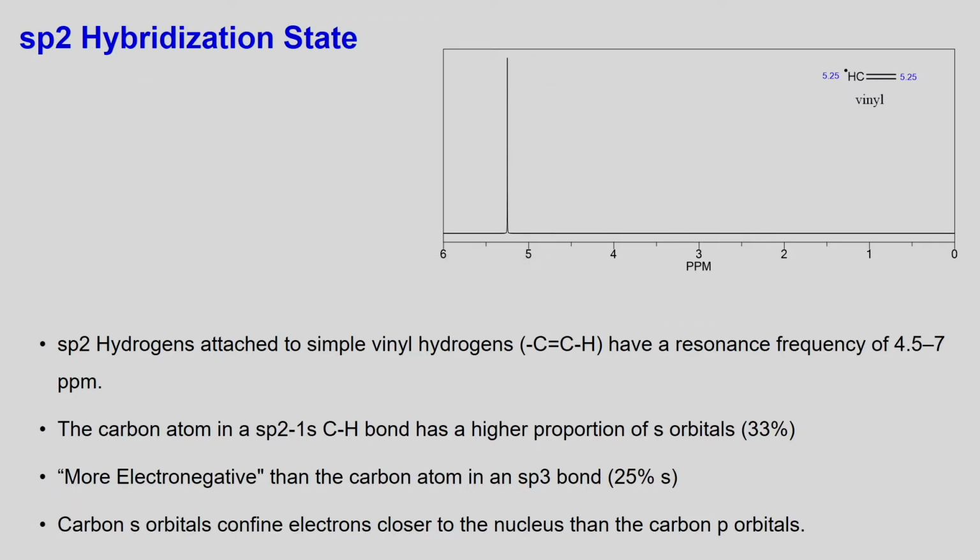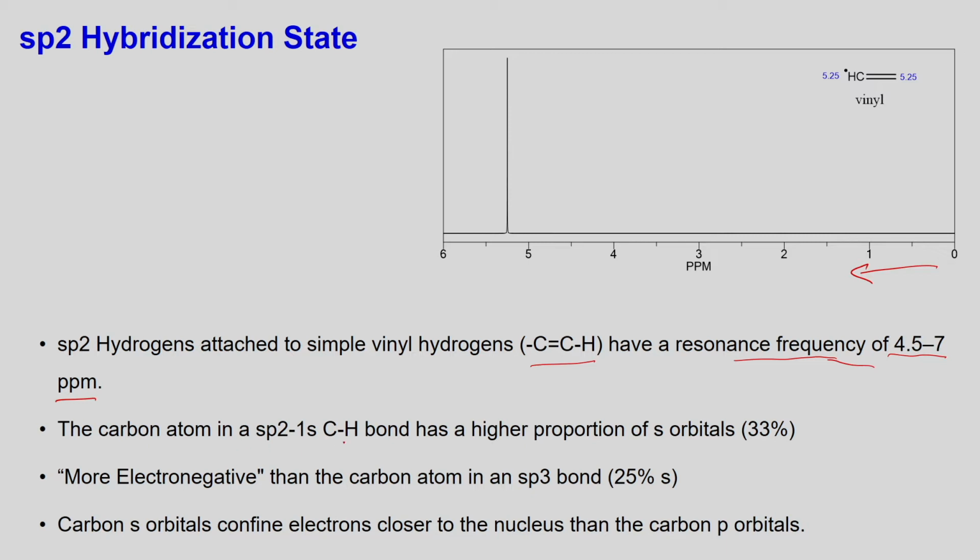Let us say you have the sp2 hybridization state which I have just discussed. Let us say we have a vinyl group as shown here. In a vinyl group, the sp2 hydrogen atoms attached to a simple vinyl carbon have a resonance at 4.527 ppm. It is not the frequency itself, but 4.527 ppm means that as you go towards the left-hand side from 0, you are applying a higher and higher magnetic field.